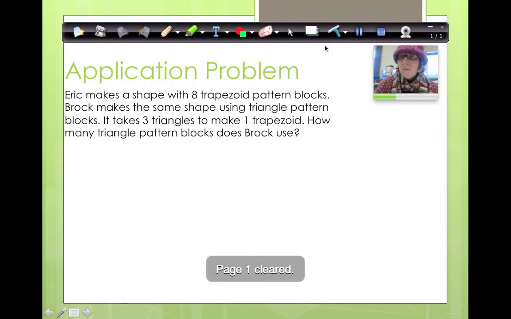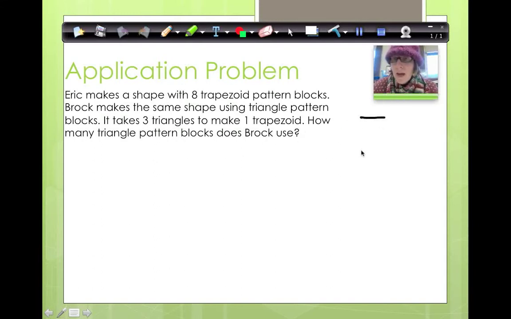Now, let's begin with an application problem. So, Eric makes a shape with 8 trapezoid pattern blocks. Now, if you remember your pattern blocks, we'll be using them in class, but this is a trapezoid. It has 2 parallel sides and 2 lines that, if left to keep going, would either make a triangle or would cross. This is like a tip taken off of a triangle. Trapezoid, tip taken off of a triangle.